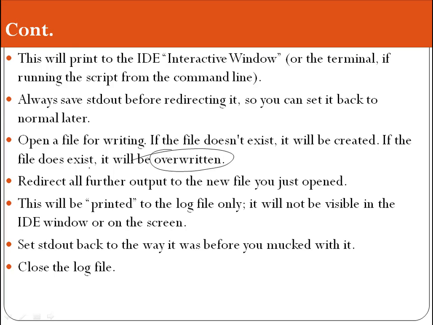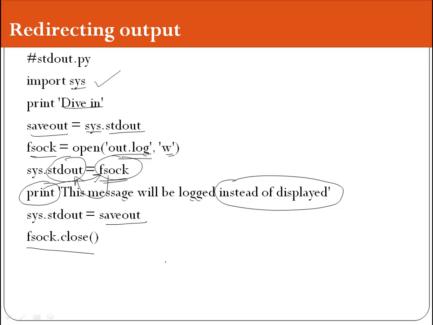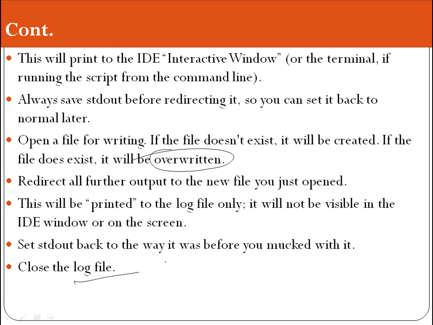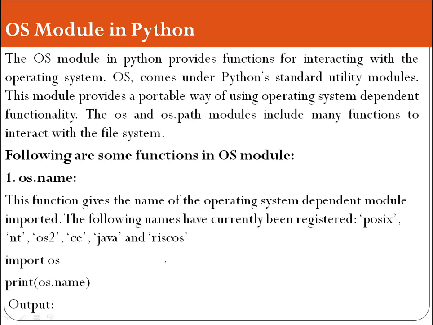Now again, you are setting your stdout back to the way it was before you mucked with it, and then you are closing the log file. So we have described all of what we have learned in this example. Then we are coming to the operating system module in Python.